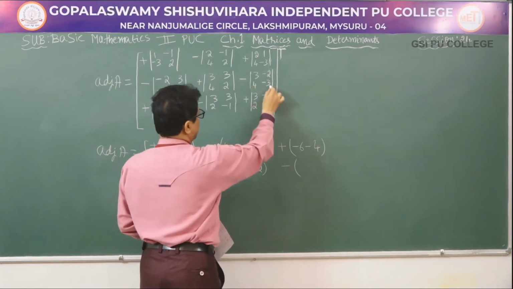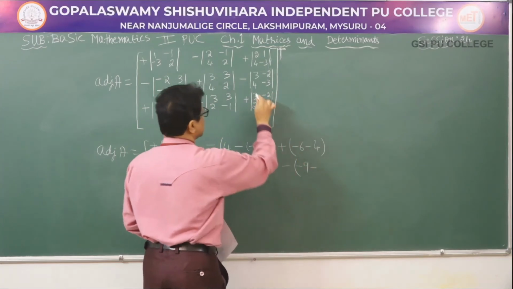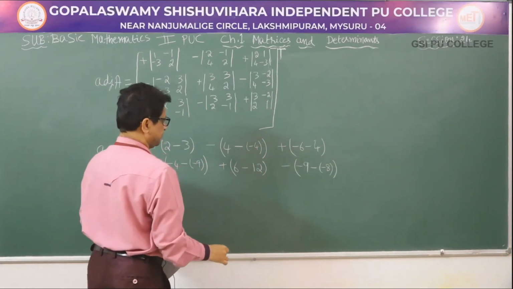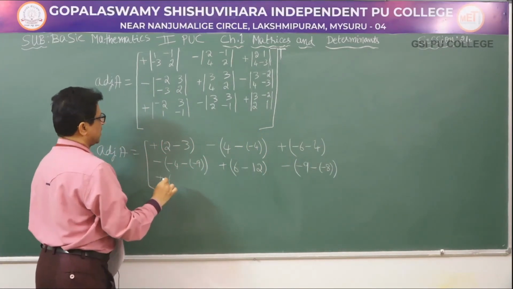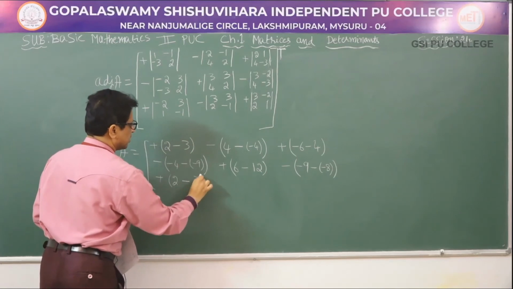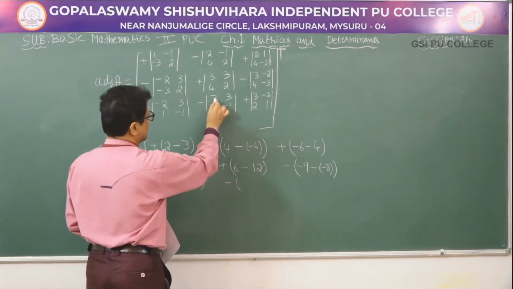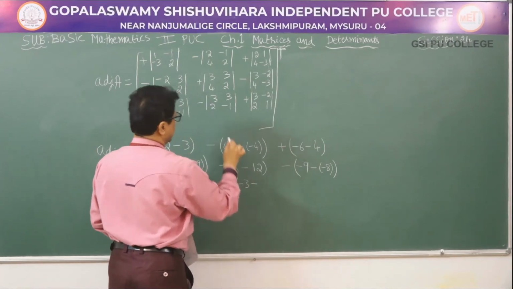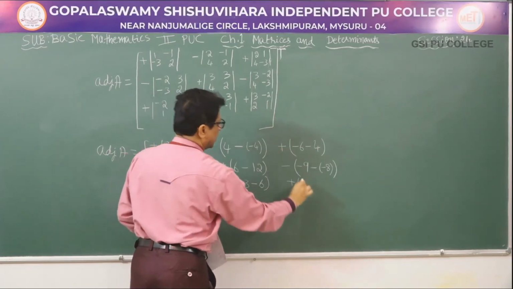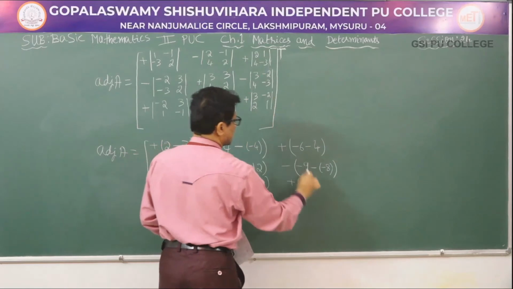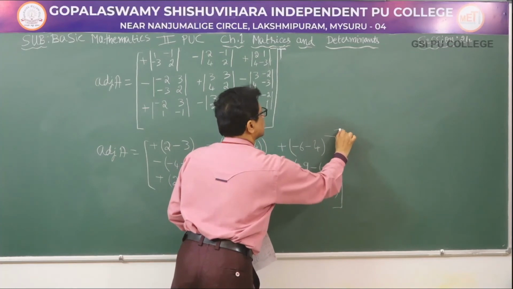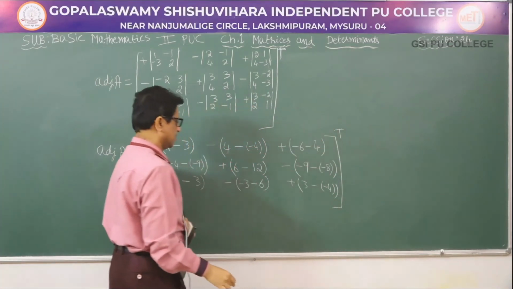Minus of 3 into minus 3 minus 9 minus 4 into minus 2 minus 8, plus minus 2 into minus 1, 2 minus 1 into 3, 3, minus of 3 into minus 1 minus 3 minus 2 into 3, 6, plus 3 into 1, 3 minus 2 into minus 2 minus 4. And after that we have to put T, that is transpose.